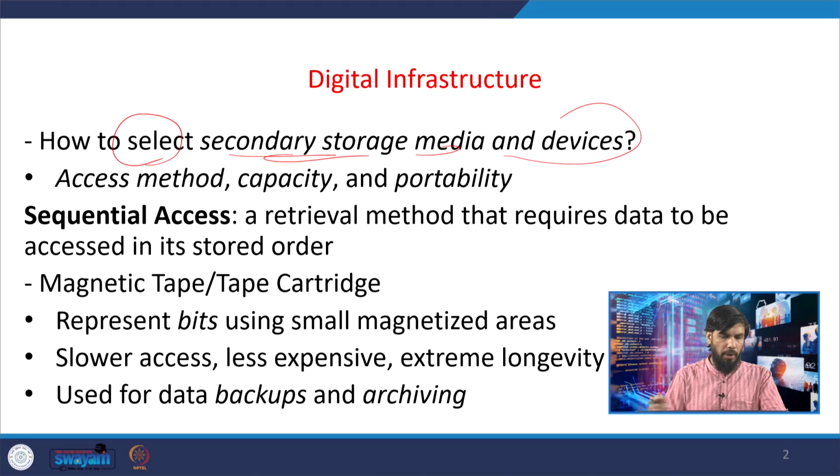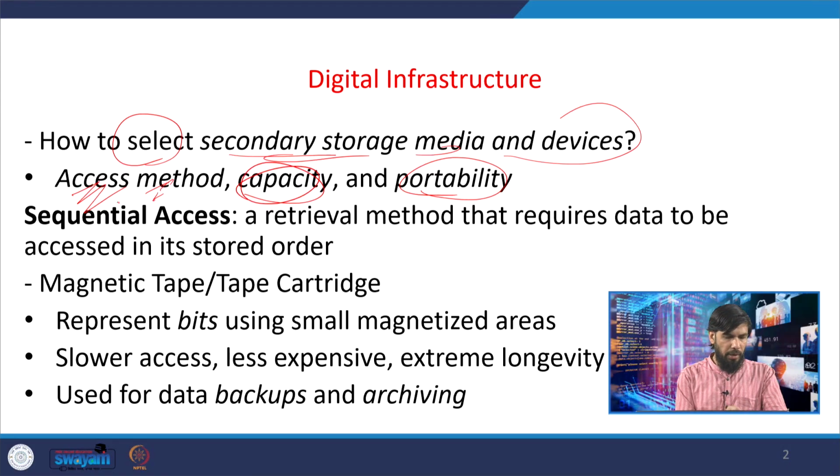We talked about three important things that we need to look at: the access method, the capacity and the portability. These three important factors go in deciding what kind of secondary storage would be suitable for our organizational information systems' needs.